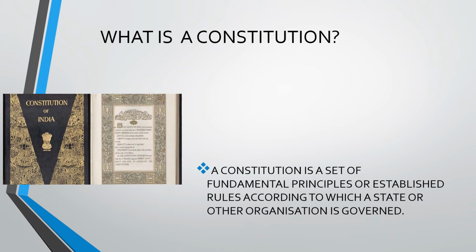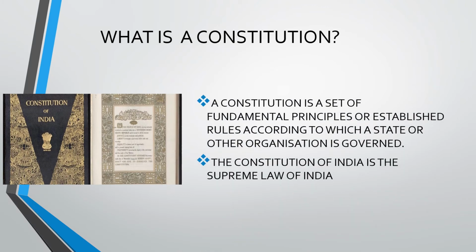Now what is a constitution? A constitution is a set of fundamental principles or established rules according to which a state or other organization is governed. A set of documents. We can say that the constitution is basically a set of rules or documents which govern our country or state. They have made the rules. Only those rules we have to follow, because different types of people are living in India.